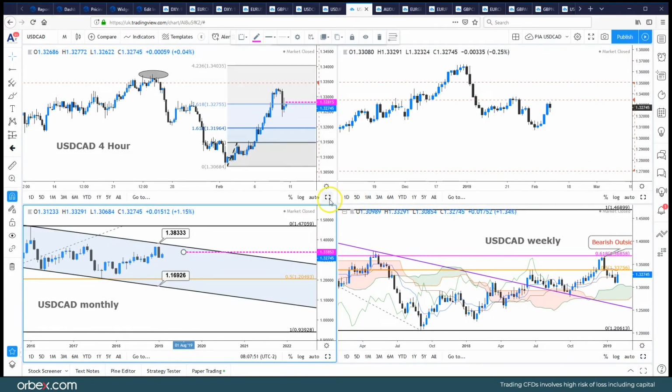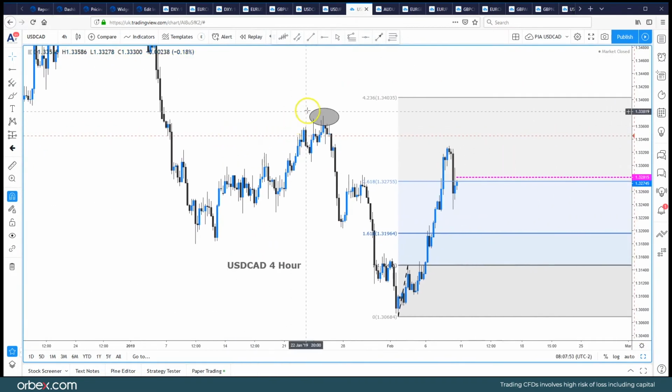If we go to this time frame, 133.75 is the previous swing high. 134.03 is a 423.6% Fibonacci extension level, which is quite common in commodity currencies. Expect price action to be mixed and volatile. Still really want to be selling into rallies in this commodity currency.